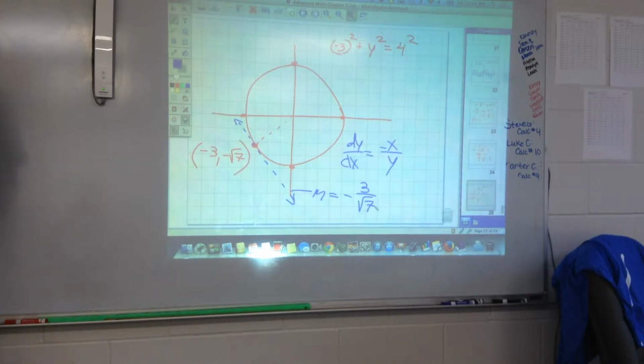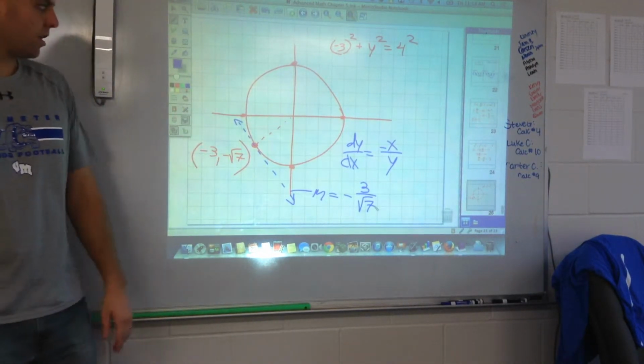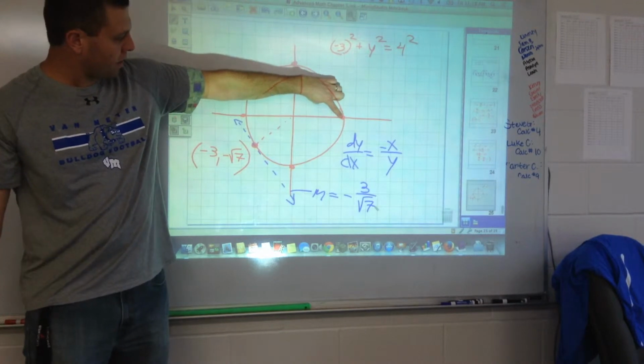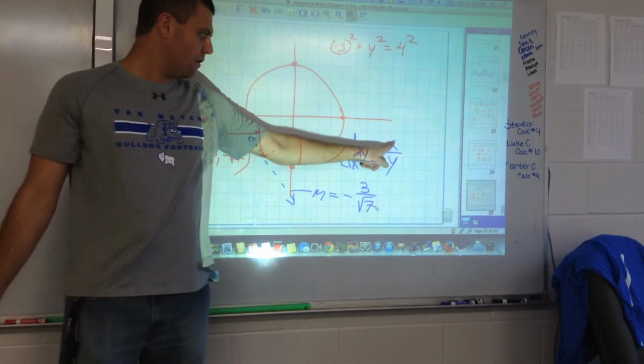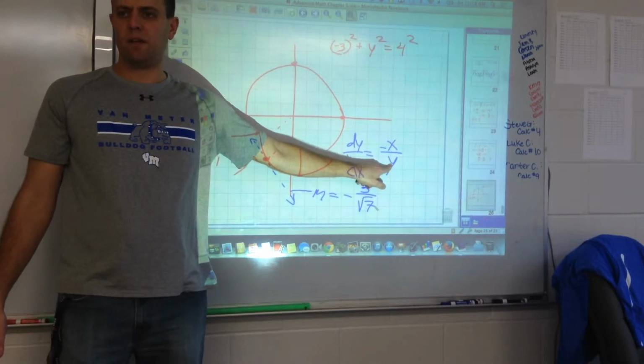So really the only difference is now you have both an x and a y to plug numbers into to find your instantaneous rate of change, or your slope. And you could pick any point along here and find the slope of the tangent line. If you pick this point right here, 4, 0, what does it mean when there's a 0 in the denominator?